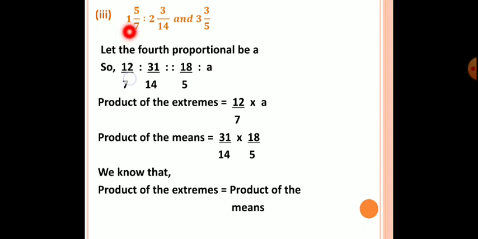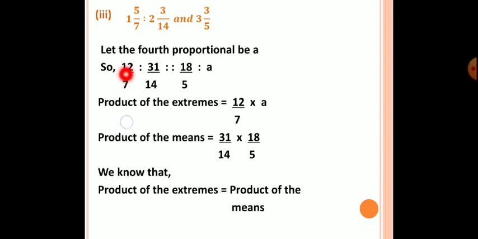So we have to first convert this mixed fraction into improper fraction. So 1 5 by 7. So 7 1 is 7 plus 5, 12 by 7. So 12 by 7 is to 2 3 by 14: 14 2 is 28 plus 3, 31. So 31 by 14. Proportionate sign. 3 3 by 5. So 5 3 is 15 plus 3, that is 18 by 5 is to A.